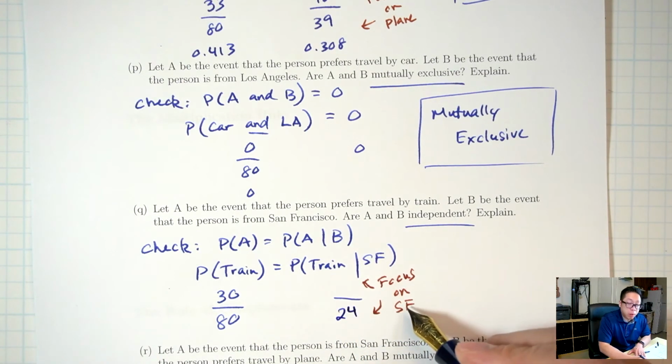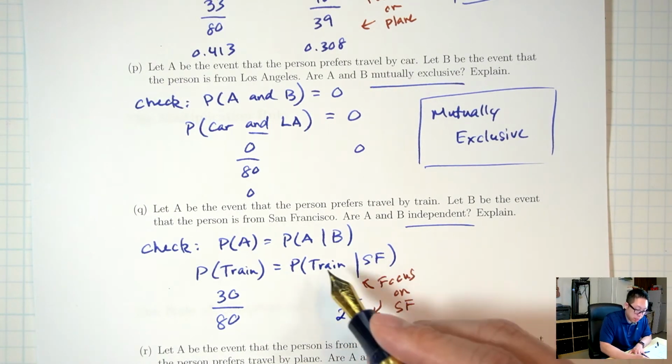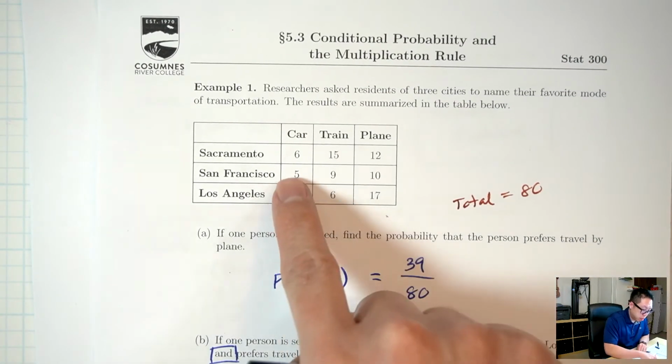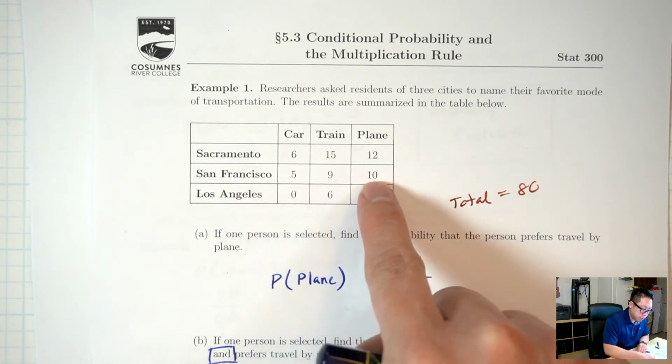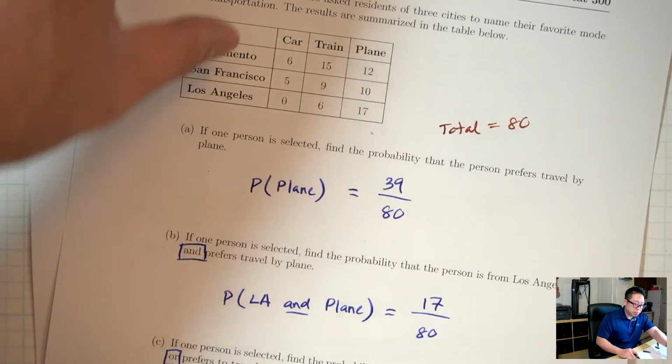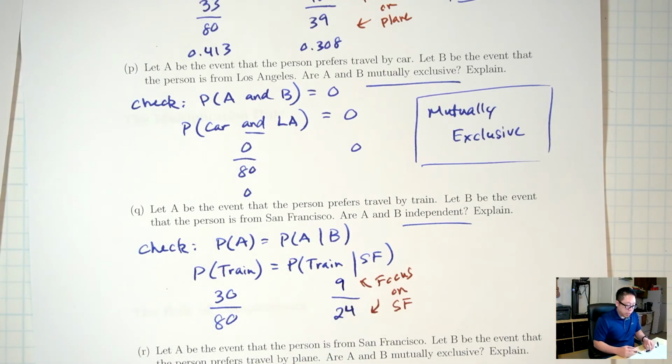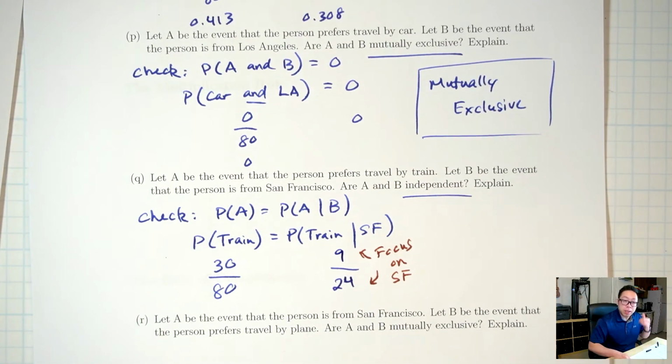And then still focusing on just the San Francisco numbers, how many are train for the top? So just the San Francisco numbers, how many are train? 9. Okay, so left side 30 over 80, right side 9 over 24. Question is, are they equal?